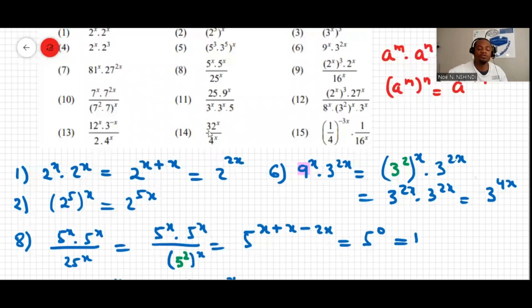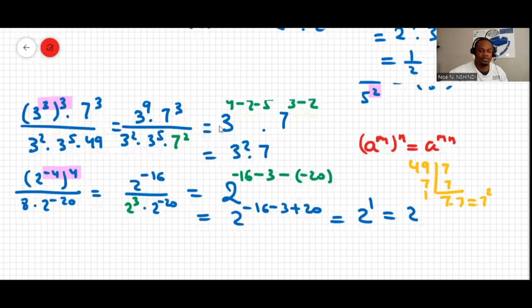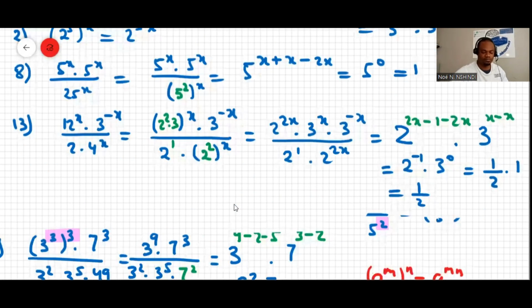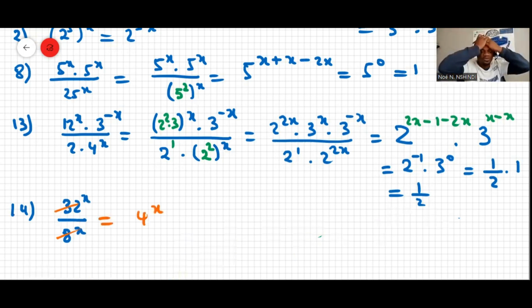But remember, question 14 here, do not simplify. Maybe we should do question 14 also. Question 14 says 32 to the x over 8 to the x. Quickly, someone will simplify by 4 and say this is 4 to the power of x. Please don't do that. This is so wrong.